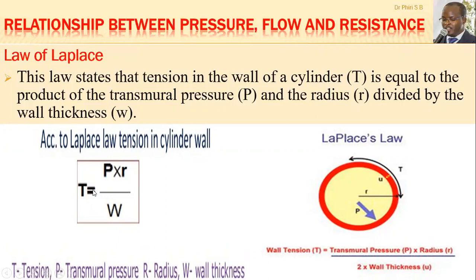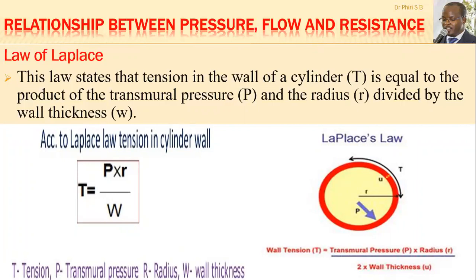This law of Laplace is very important for you to understand why capillaries do not rupture. Because blood pressure is so high, it's about 120 systolic pressure and the diastolic pressure is about 80. This pressure is so high that if it gets to the capillaries, which are just one layer, a single cell layer vessel that is so weak, this pressure can actually result in rupturing of capillaries. But the capillaries do not rupture. Why? It's because of the law of Laplace.